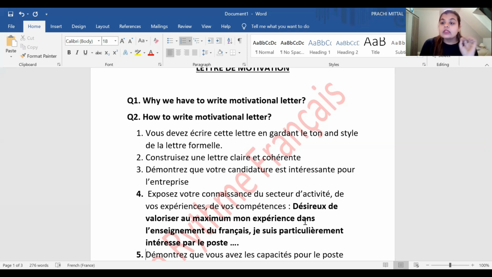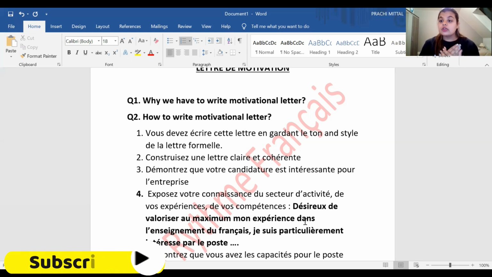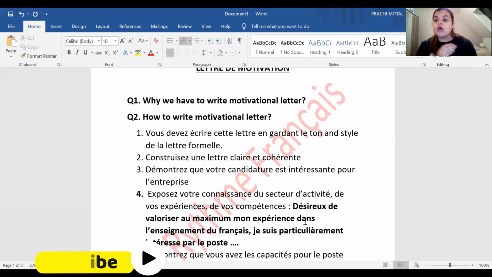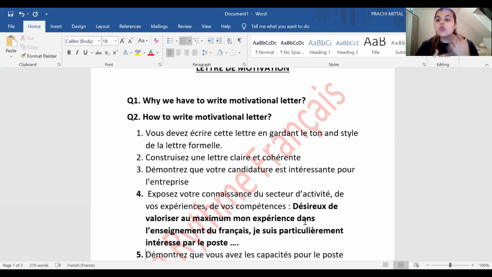Ça veut dire quoi? This means that you need to tell all the experiences of the particular post you're applying for. For example, here you're applying for the post of a teacher. So you need to tell them all the work you have done in this domain specifically, or all the qualities that are required to become a teacher. If you have them, you write them in a very formal way.